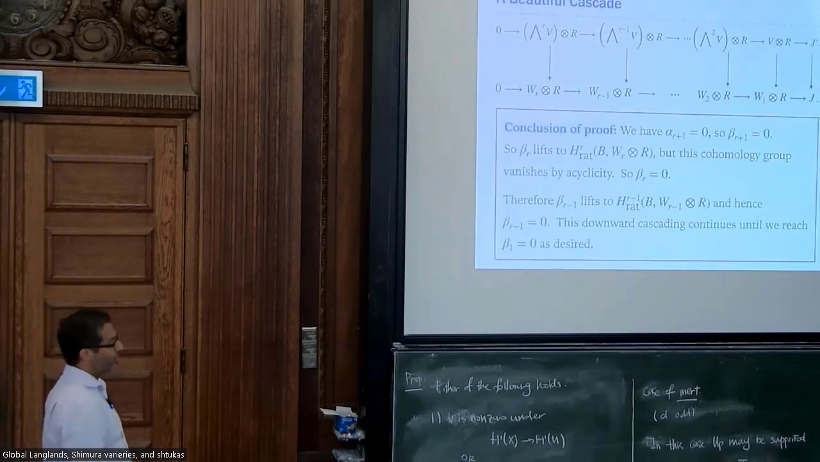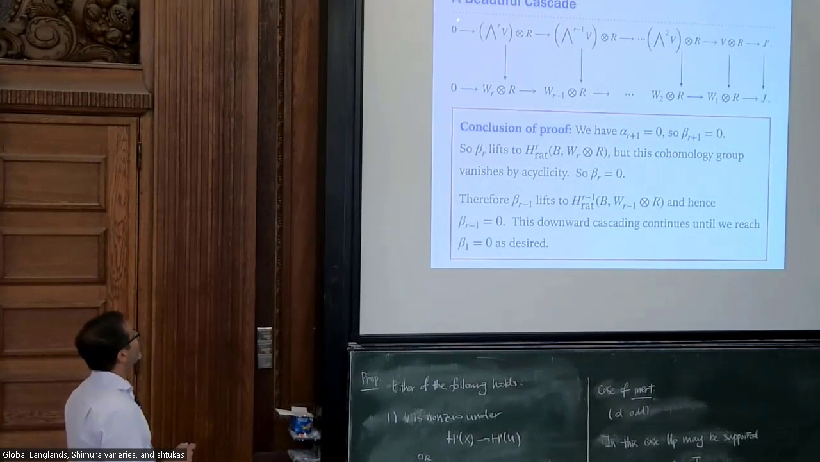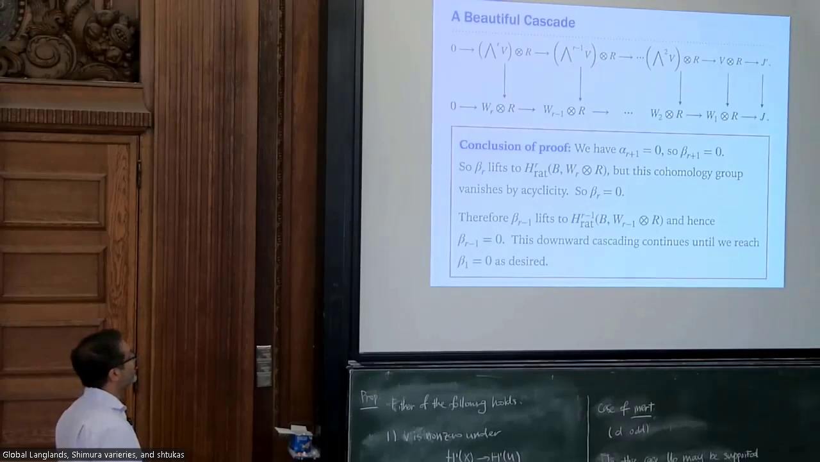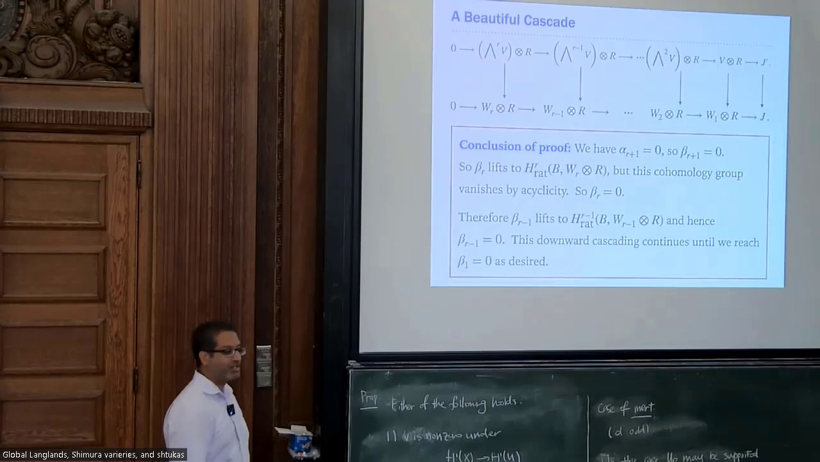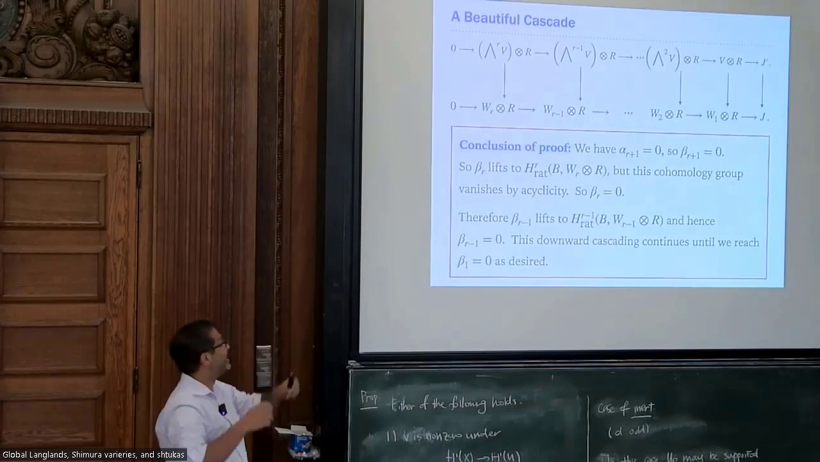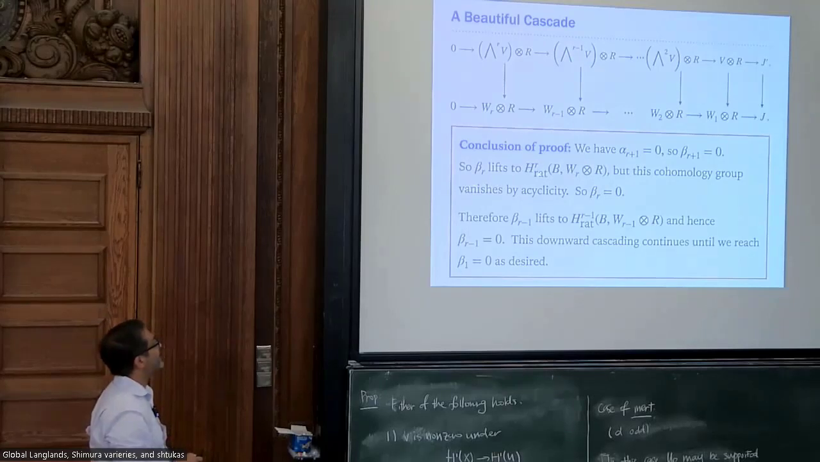Okay, and now you're ready to finish the argument. So alpha R plus 1 is zero because it's just zero here. So beta R plus 1 is zero. But what are these betas? Remember, these were coming from connecting homomorphisms, right? So if something is zero under a connecting homomorphism, that means that the thing that it came from lifts, right? So beta R plus 1 being zero means that beta R lifts to a class in the HR of WR.